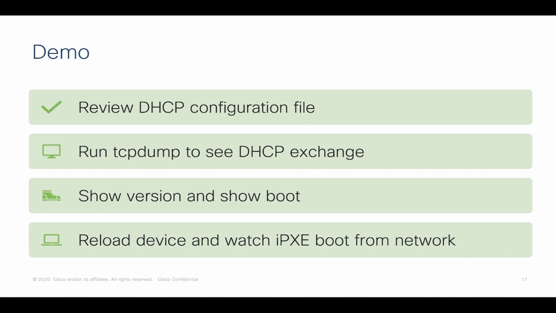Okay, so this concludes the demo for iPXE. We took a look at the DHCP configuration file. We watched the PCAPs for the TCP dump and the DHCP exchange. We took a look at the show version to understand what version the device had booted from the DHCP, as well as that show boot to understand the iPXE forever boot mode that we were in. When we reloaded the device, it got the IP from DHCP, it learned about the code version, and then it booted and did a software upgrade and eventually reloaded with the new code booted as we expected.